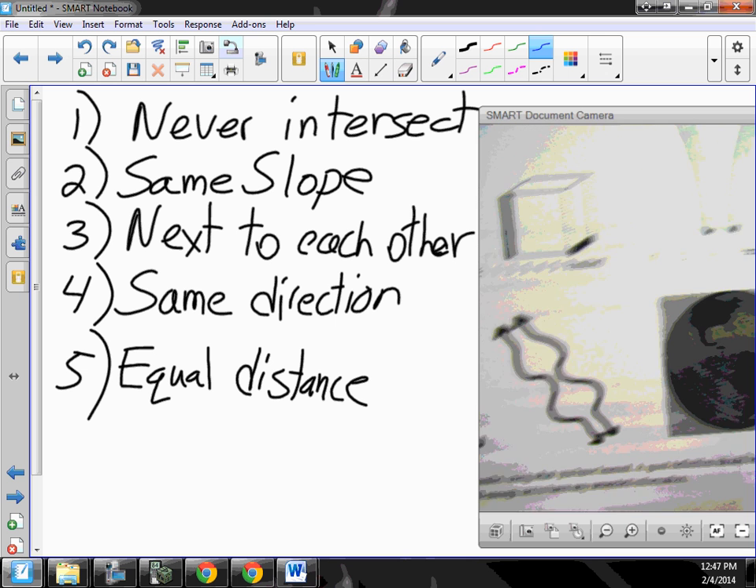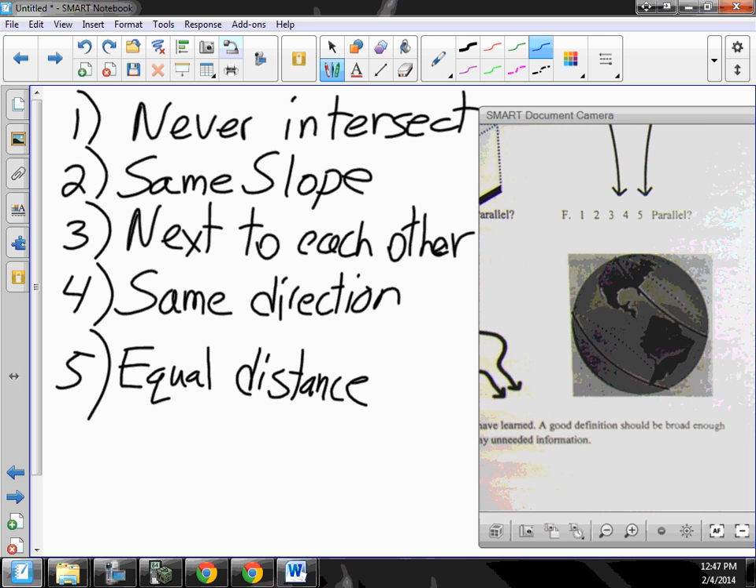And last one. It's kind of hard to see. Never intersect. Yes. Same slope. Yes. Next to each other. I would say yes. Same direction. Yes. Equal distance. Yes. Are they parallel? No. They're not. Why are they not parallel? They're not parallel for the same reason that E is not parallel. They're not, in fact, straight lines. And not for the reason you guys think.